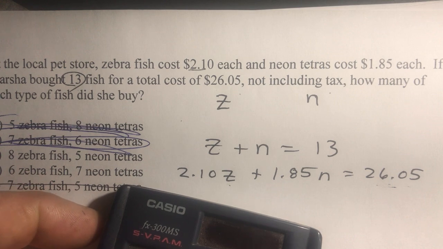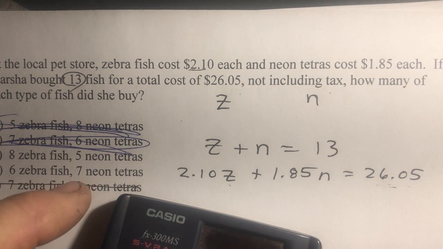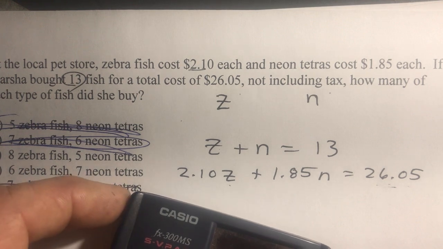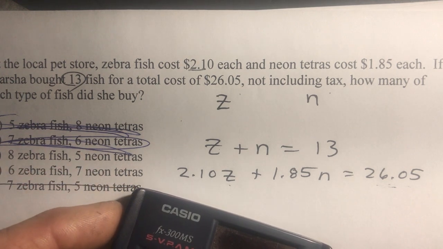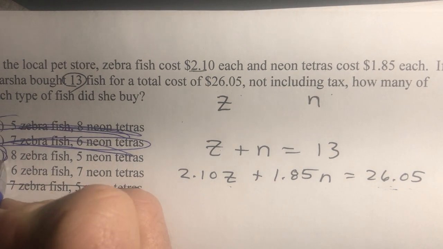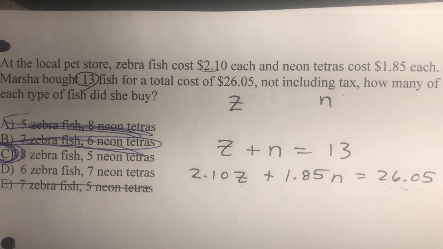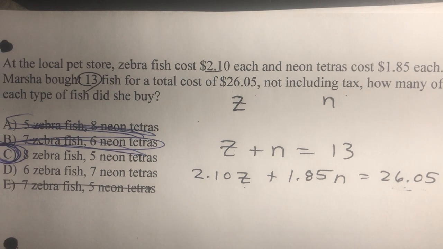All right, so now I'm going to go and I'm going to type 210 times 8 and $1.85 times 5. 2605. There it is. This is my answer right here, C. Okay, C is my answer. That's the one that worked.